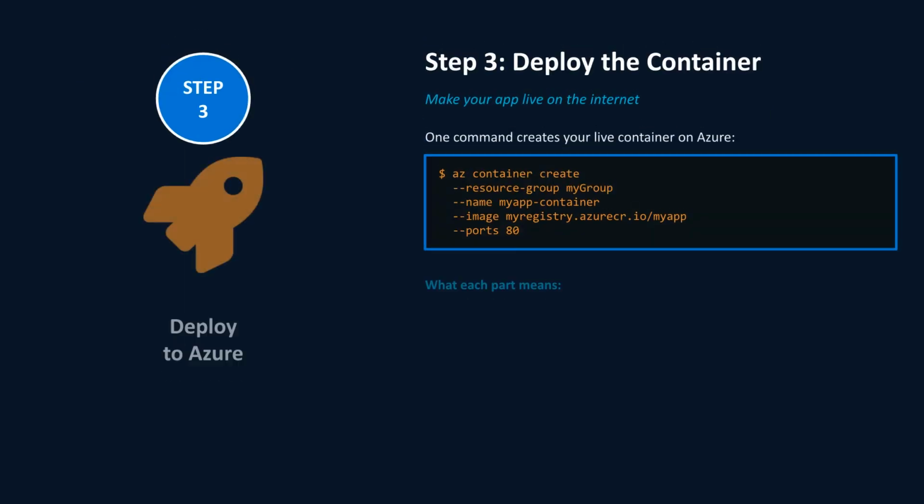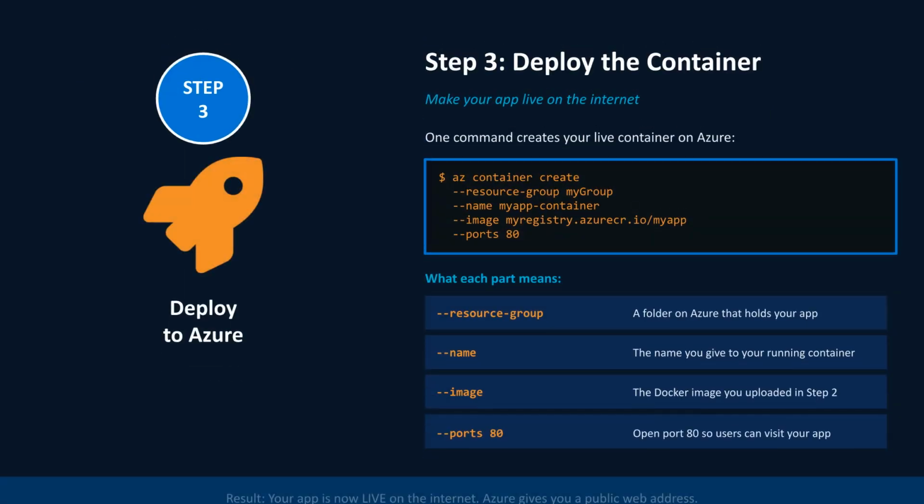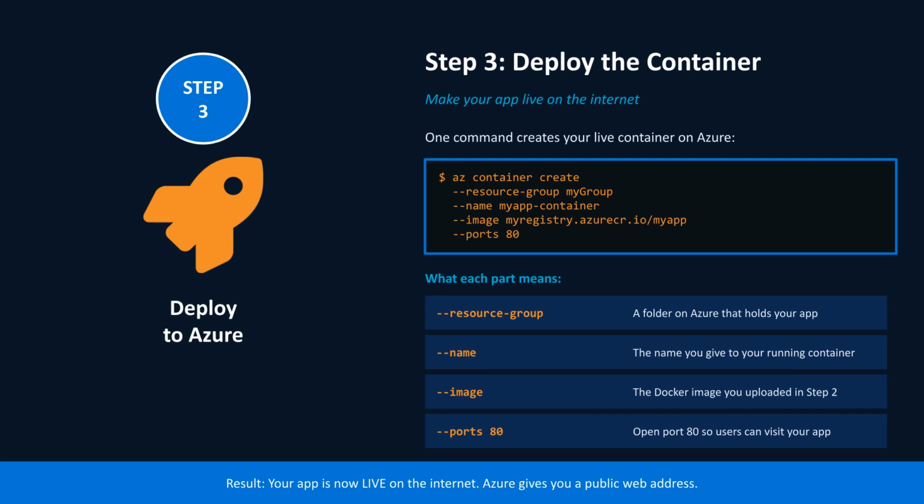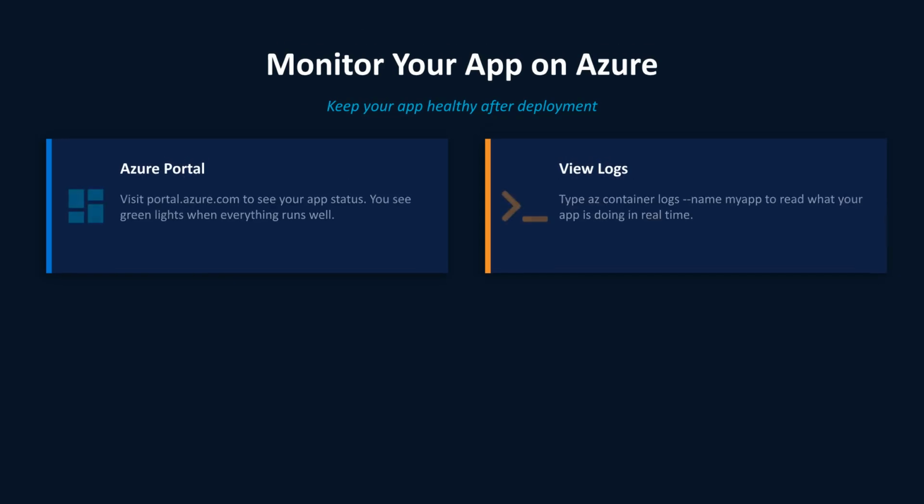Step 3 is deploying the container to make your app live on the internet using the Azure Container Instances service. The az container create command includes details like your resource group, container name, image, and opens port 80 for web traffic. You are live.